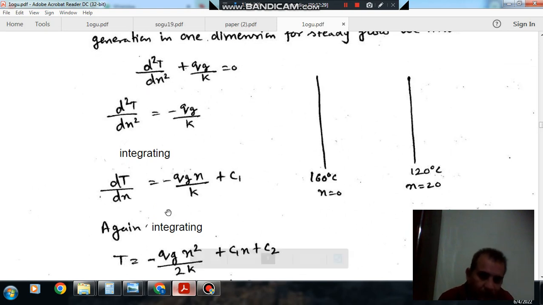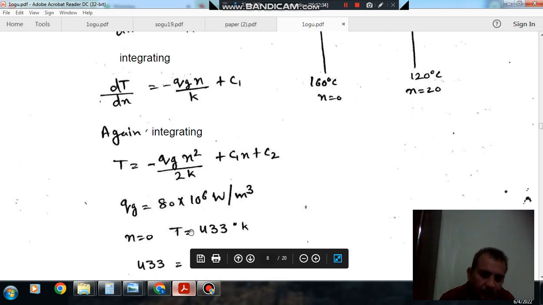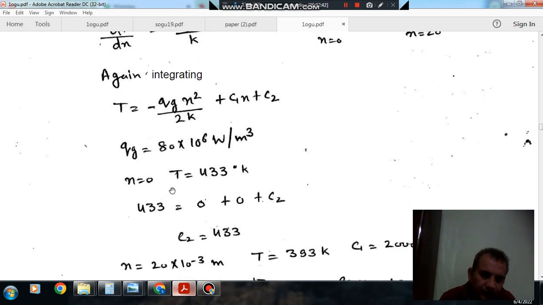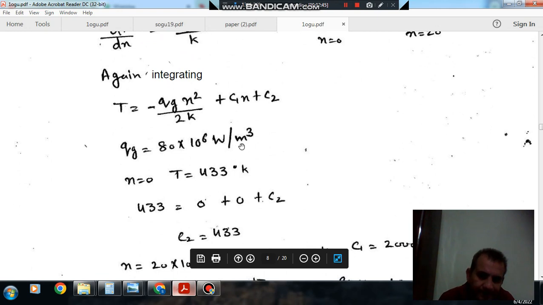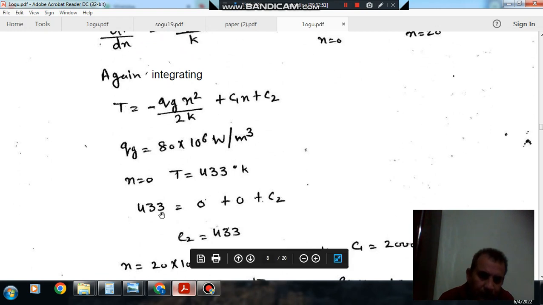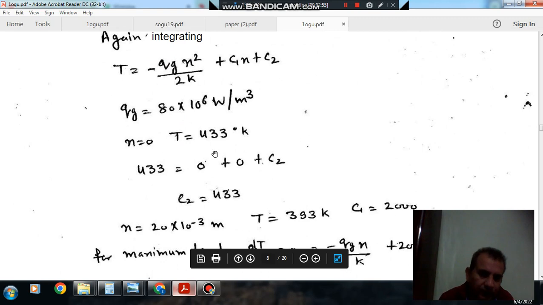80 megawatt per meter square. Now we can put the values for the first condition, that is at x equal to 0, T equal to 160 degrees Celsius, and find C2. If you put x equal to 0, the other factors will be 0, so C2 will be 160 degrees Celsius or 433 Kelvin.